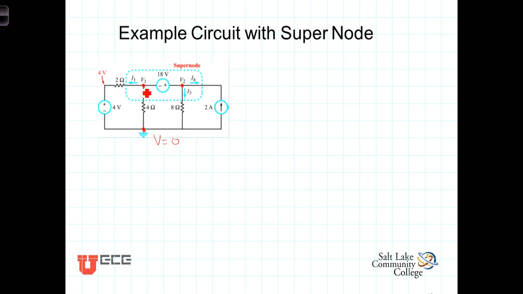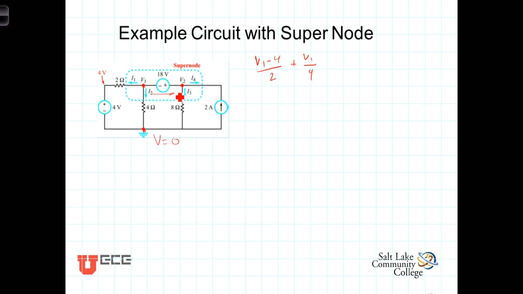For this left-hand node, we have the current leaving going to the left will be V1 minus 4 divided by 2, plus the current coming down through the 4-ohm resistor will be V1 minus 0 divided by 4. Now here's where the challenge comes.